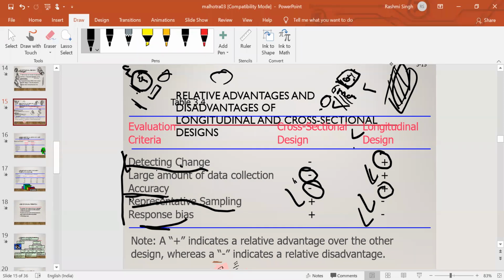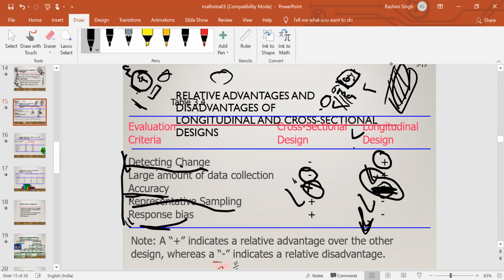Accuracy is more in case of cross-sectional, because response bias is high in case of longitudinal. So accuracy will be... oh ma'am, it got reversed, sorry. Here it will be plus and here it will be minus. Okay. Yes, ma'am. Because response bias is high in case of longitudinal research design.